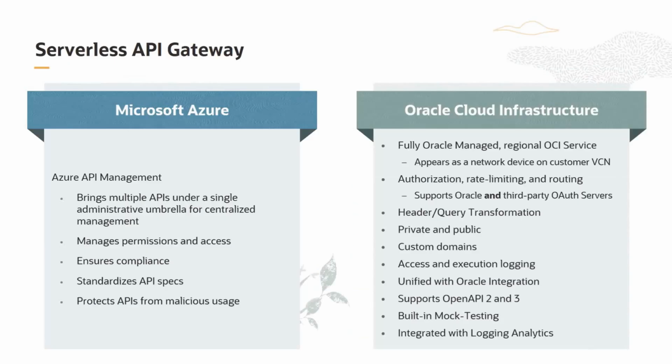Now let's talk about serverless API gateway offering. Azure has Azure API Management Service, using which you can bring multiple APIs under a single administrative umbrella. OCI has OCI API Gateway. It is a managed service. It's also a regional service. It appears as a network device on the customer VCN. There are features like authorization and rate limiting. What rate limiting does is that it limits the number of API calls you could make to the backend servers, so there are no scenarios where you overwhelm the server. You can also perform monitoring, logging, and it integrates with other services, including Oracle Integration Cloud.